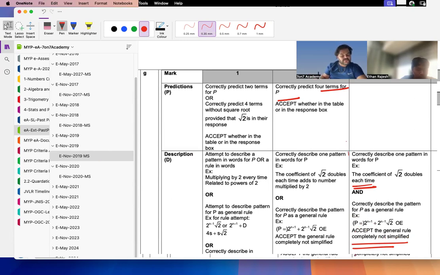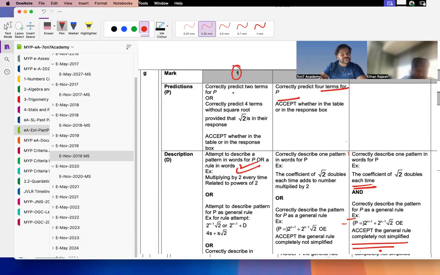So 3 out of 3, you have to first describe any pattern you can find. In this case the pattern was the coefficient of that, or you can describe the other thing also. You can say geometric progression, and you can write general terms also that we did. But if you do otherwise, you'll lose the marks. Just like here, attempt to describe patterns in words for P or a rule. Only if you write in words, you'll get 1 mark.